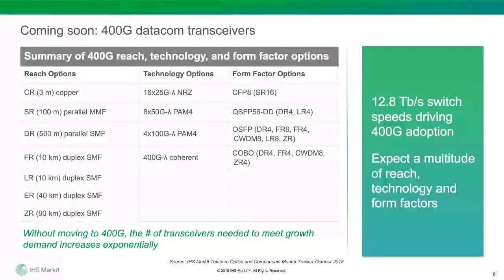There's a lot of different options for reach, technology, and form factors: copper, multi-mode fiber, then parallel and duplex single-mode fiber, technology options, NRZ, PAM4, coherent, and then form factor options. We've started here at CFP8, but we expect the likely volume leaders will be QSFP 56 double density and OSFP. There's also options for onboard optics. We'll see where that plays out. And then in the DCI space for embedded optics.